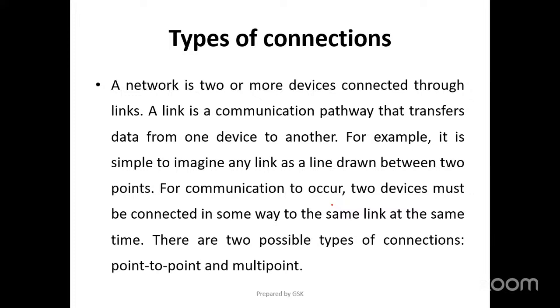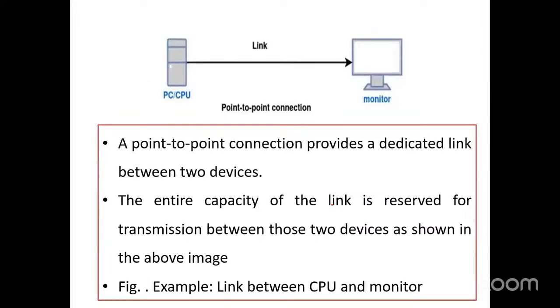Okay. So there are two possible types of connections. Those are point-to-point connection and multi-point connection. With the help of this image, you can easily understand what a point-to-point connection is. Let us say we have two devices. One is CPU, one is monitor. So I think you know how many cables are required to connect CPU to monitor. Only one cable is enough, right?